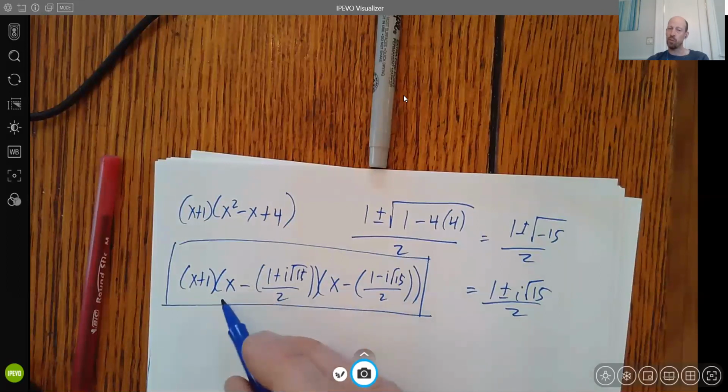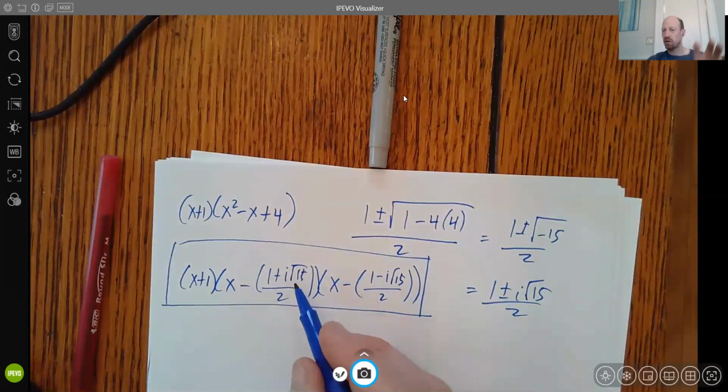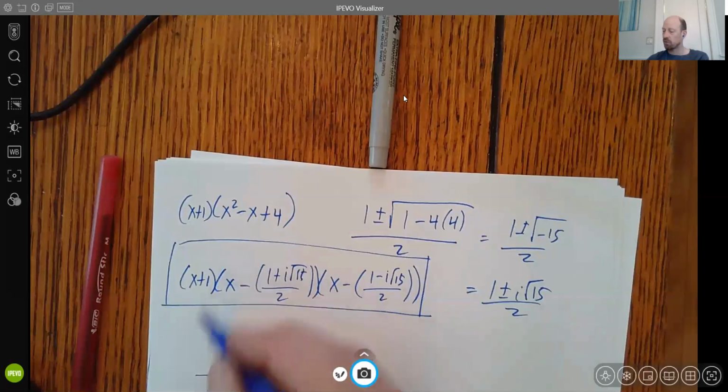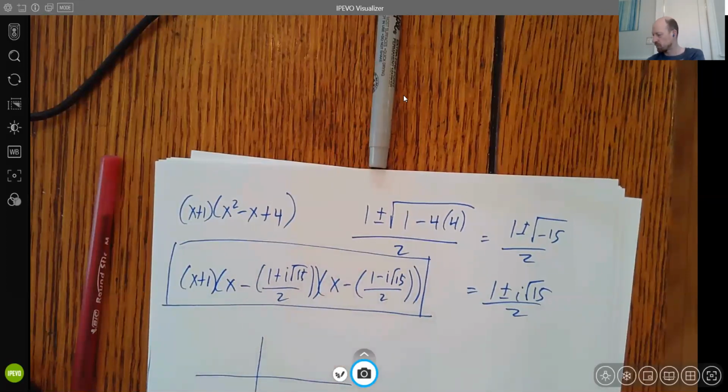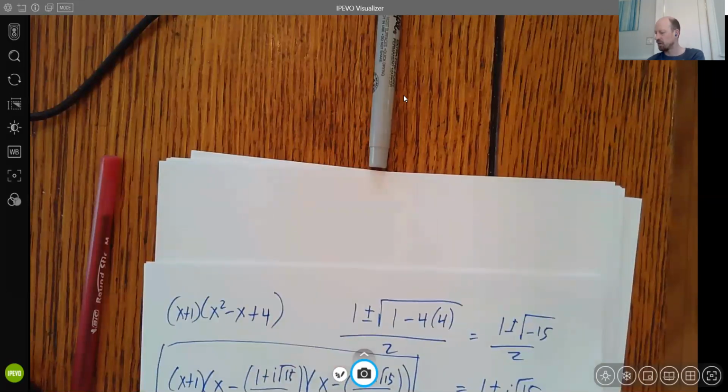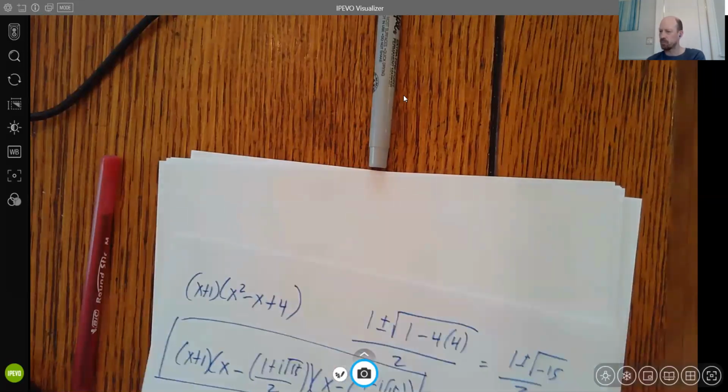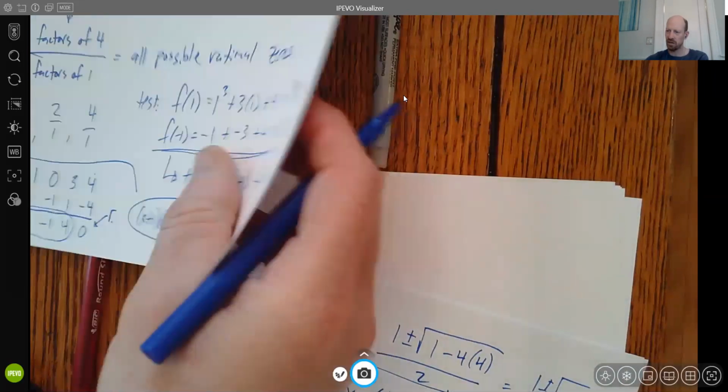right? But only one of them is a real 0. So these imaginary zeros are not x-intercepts. They're not where the graph touches the x-axis at all. So if I were to sketch this one, sometimes you're not asked to sketch these. There are some other things going on here.